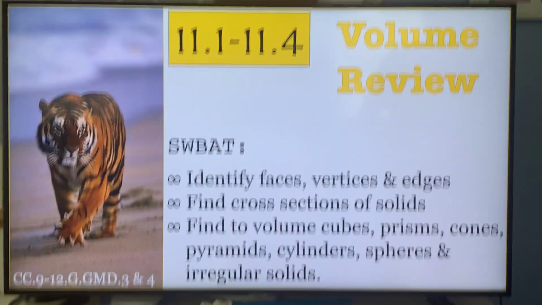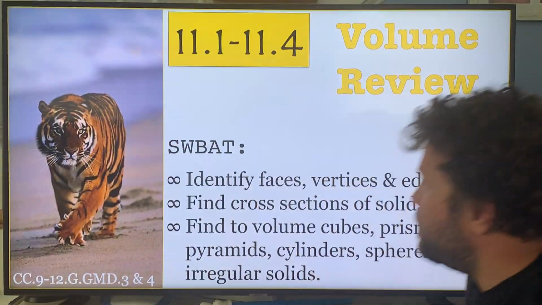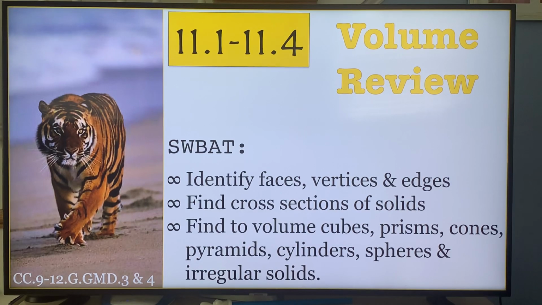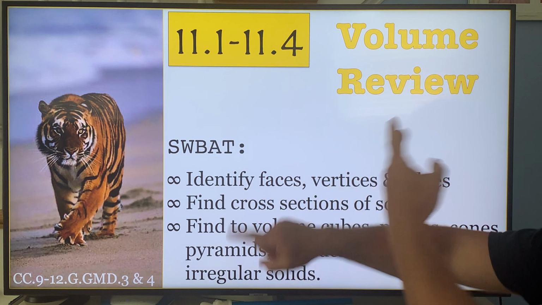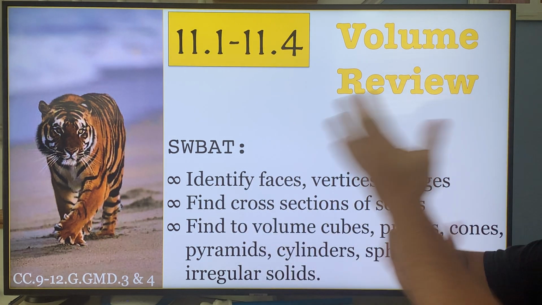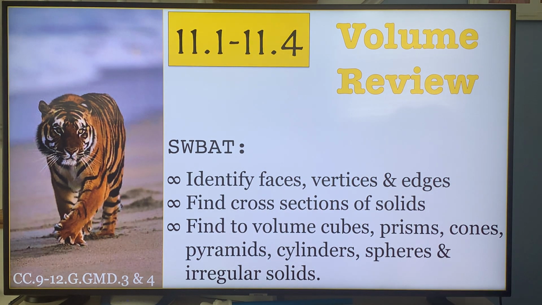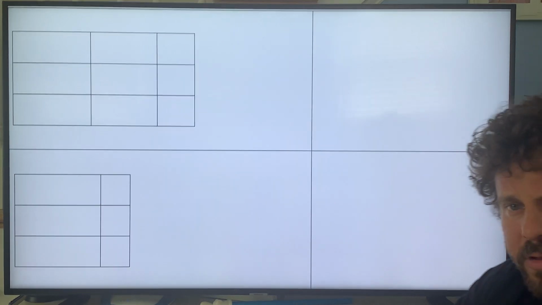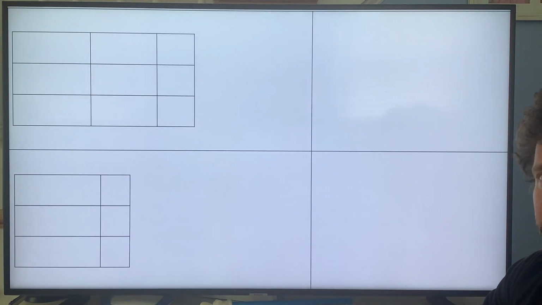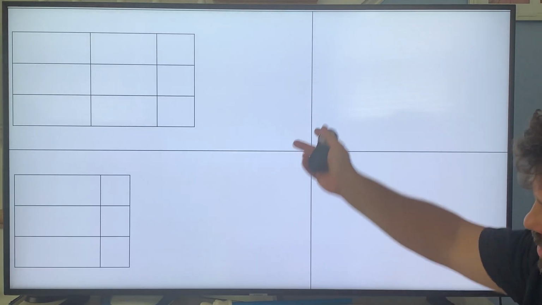Welcome to our final review, the volume review. Today we're going to be able to identify faces, vertices, and edges, find the cross sections of solids, find the volumes of cubes, prisms, cones, pyramids, cylinders, spheres, and any type of irregular composite solid. You ready to go? Now, you guys should have taken the Kahoot, and on the Kahoot, you guys did wonderful. In case you missed it, this is for you.